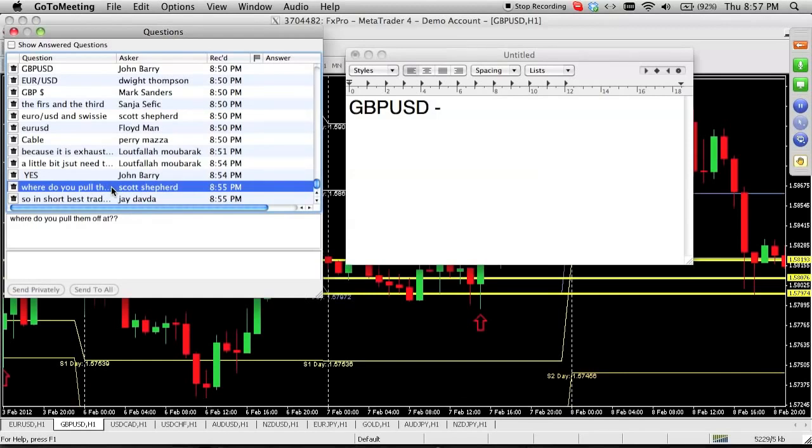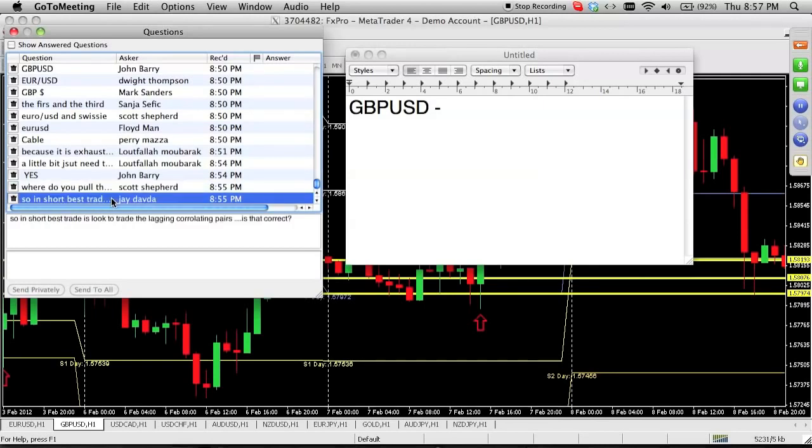Scott, where do you pull them off at? Are you talking about the exits? When do we exit the trades? Is that what you're asking? Jay, so in short, best trade to look to trade the lagging correlating pairs. Is that correct? Yes, Jay. The lagging correlating pairs is pretty much the one that's going to actually give you easy, smooth profit. But you can take all the other pairs also. But the lagging correlating pairs are the best pairs. If somebody asks you what is the best pair to take right now, and you want to be a hot shot, be like, I can tell you, take this pair. I got this. Okay?